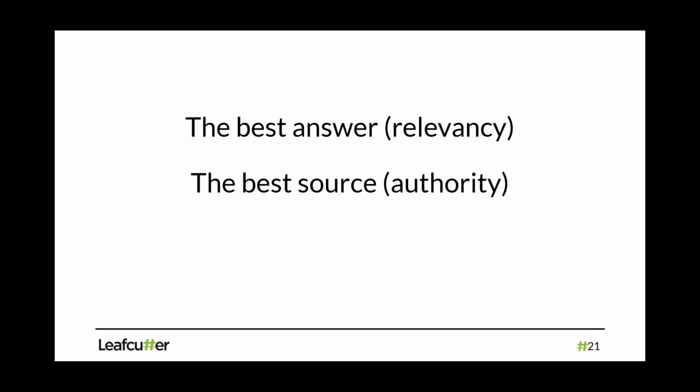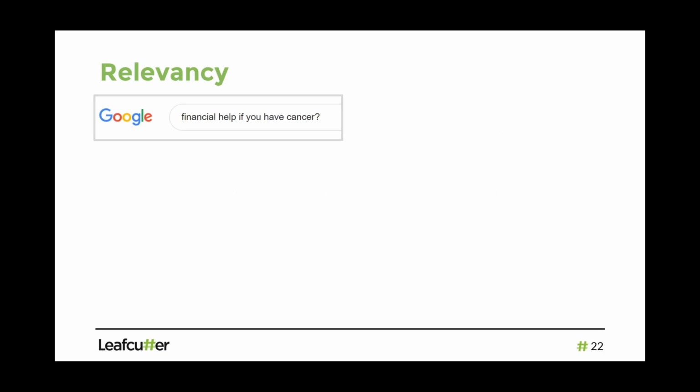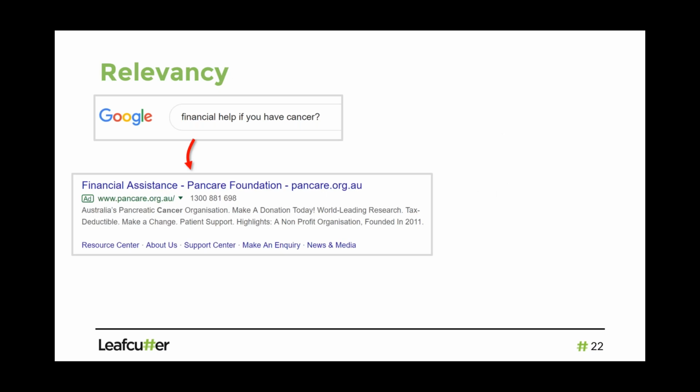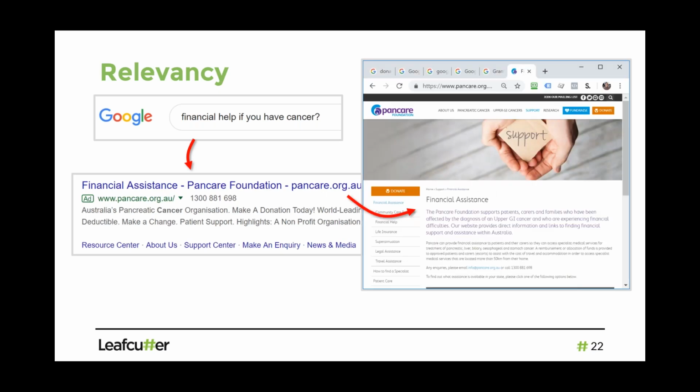So keep in mind, in particular, the relevancy for what people are searching for, what the ad they see is, and what the content you have on your website is. So whatever they're searching for, financial help if you have cancer, what the ad is about, and then the landing page they're going to as well. There should be this clear flow of relevancy between those points.